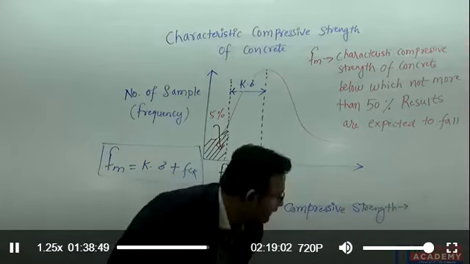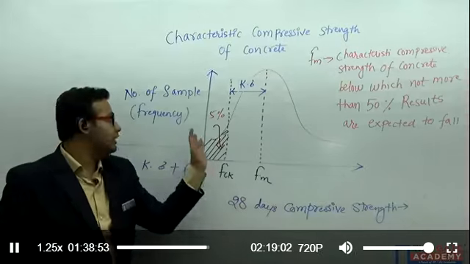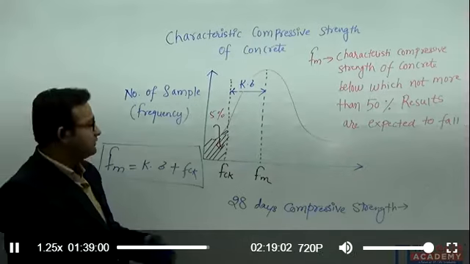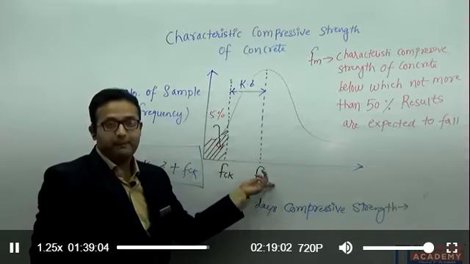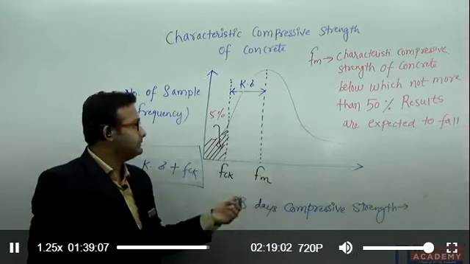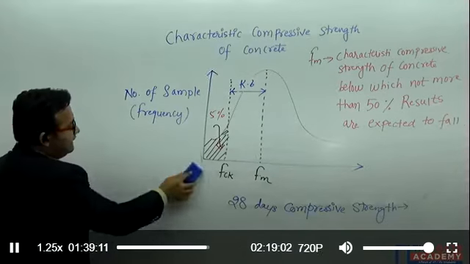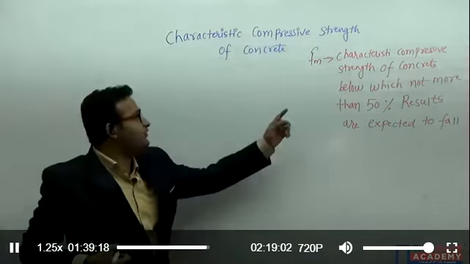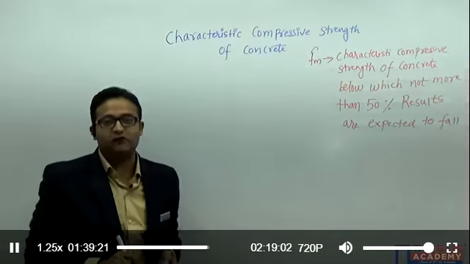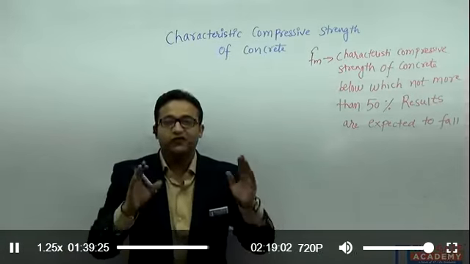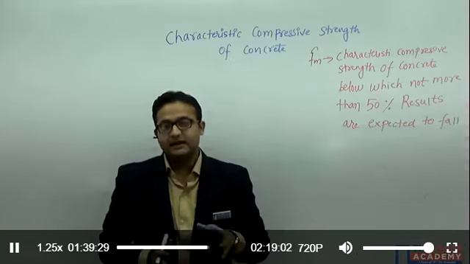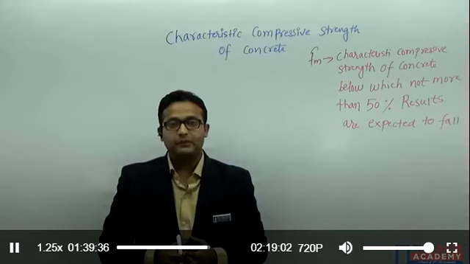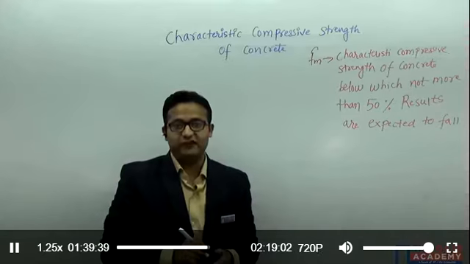So in this way, your cubes are normally distributed. Most of the cubes are giving me strength in the range of FM, nearly the FM, that is your target mean strength. And I design my concrete to achieve the target mean strength. So see here, I know the definition of FM, it is the characteristic compressive strength of my concrete for which not more than 50% results are expected to fall. Means suppose I have prepared 100 cubes, so 50 cubes will be giving me strength greater than FM and 50 cubes will be giving me strength less than FM.